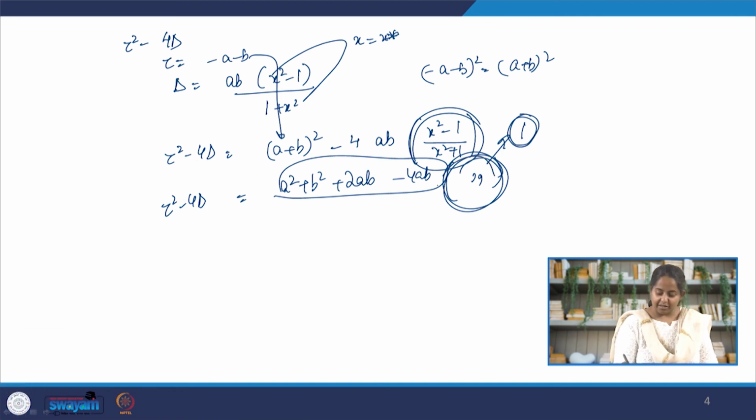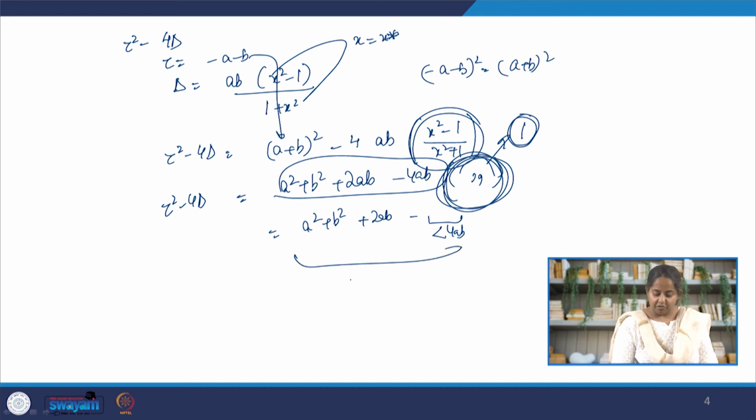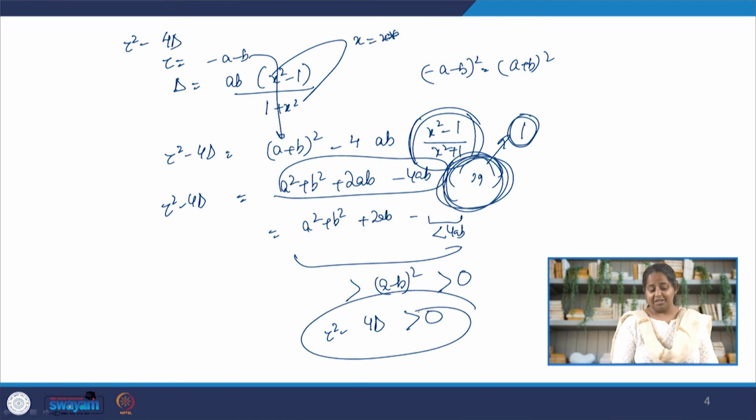So this is always going to be less than 1, so we are going to have a square plus b square plus 2ab minus something that is going to be always less than 4ab. So this is always going to be more than a minus b whole square, which is a positive number. So what it tells me is tau square minus 4 delta is always going to be positive, which means that the third fixed point is always going to be a stable node.